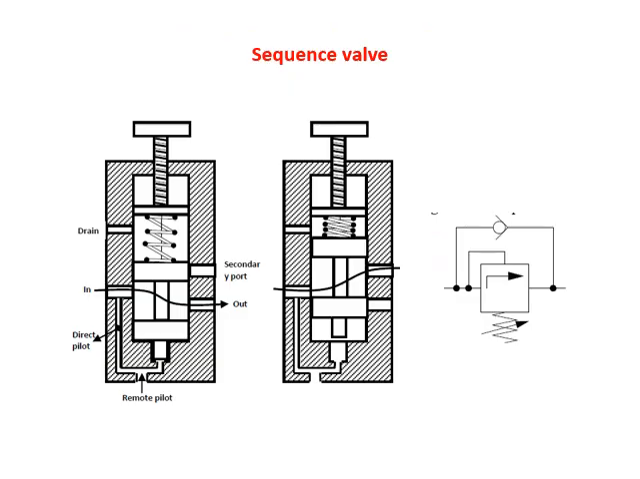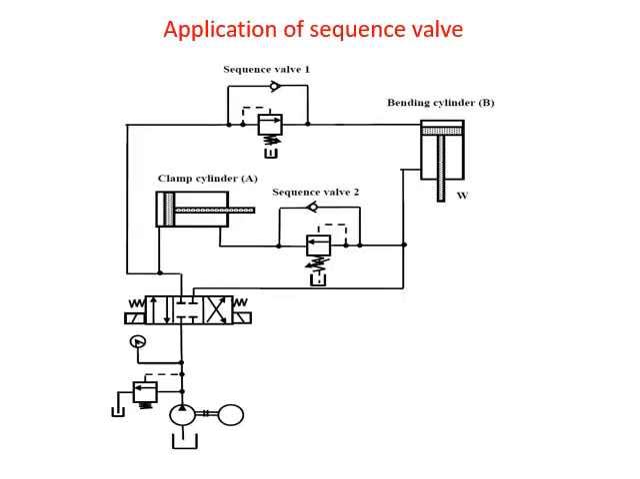So the next type is the sequence valve. The sequence valve has the symbol which is shown over here. Its operation is somewhat similar to that of the counterbalance valve. The sequence valve is usually used in a circuit where we need to arrange a sequence of operation. Now in this particular circuit, you can see that there are two different cylinders. It's an example of a hydraulic press. There is one clamping cylinder and one bending cylinder.